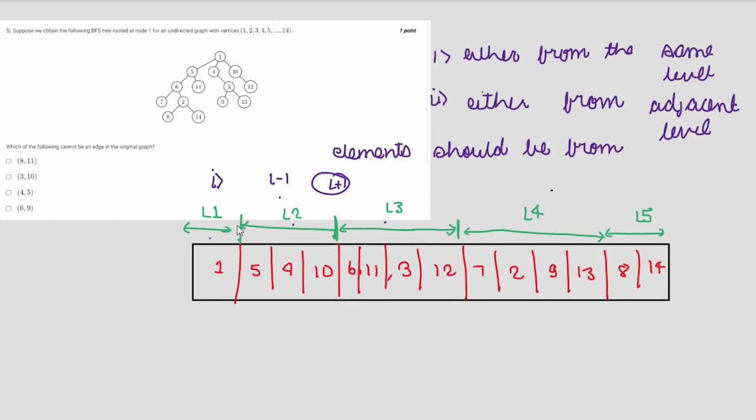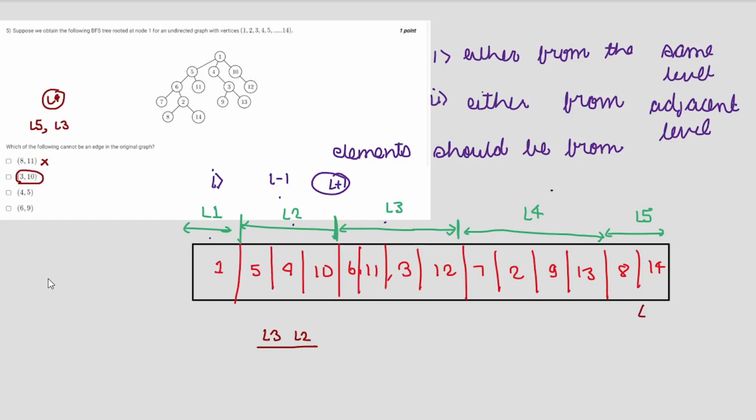The first option is 8 and 11. So 8 comes from level 5 and 11 is from level 3. So level 4 is missing here, so this can't be true. The second is 3 and 10. So 3 comes from level 3 and 10 comes from level 2. So this can be an edge in the graph.